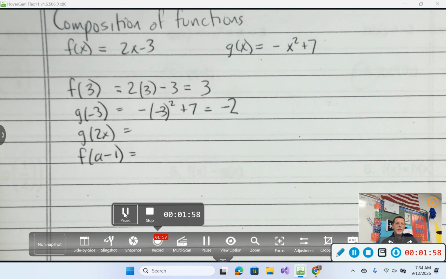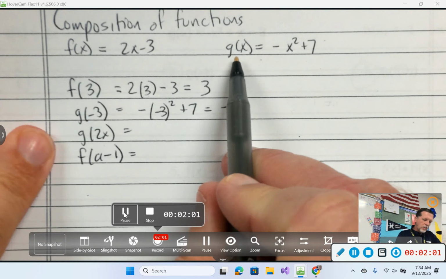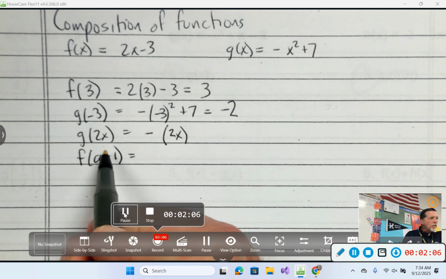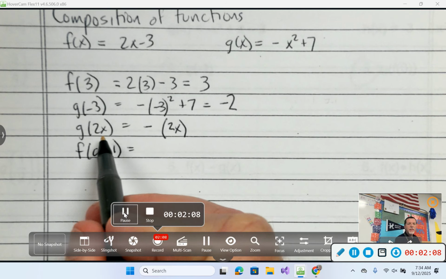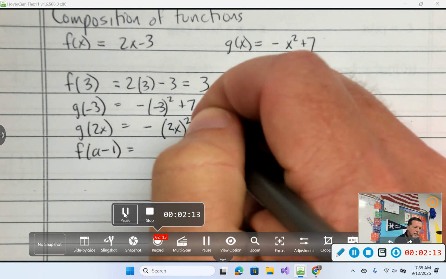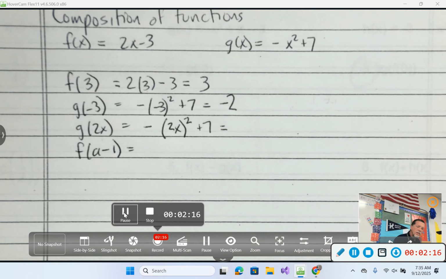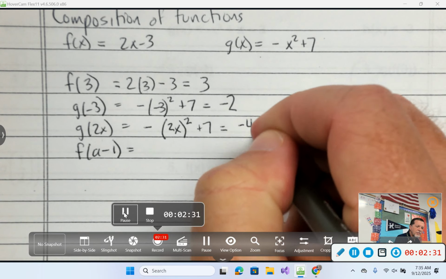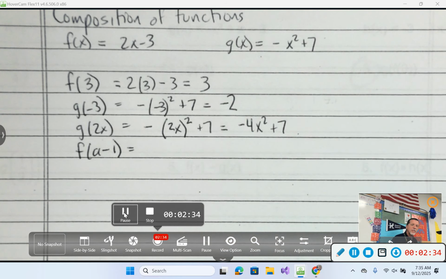Okay, g of 2x. So we'll grab the g function, and instead of x, we'll replace x with 2x. Whatever's in parentheses is the input to the other side. So negative square of 2x plus 7. If I square 2x, then 4x to the power of what? If I square an x, I just get x squared. So negative 4x squared plus 7.